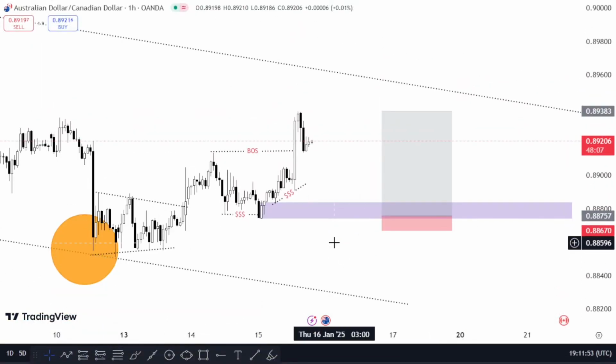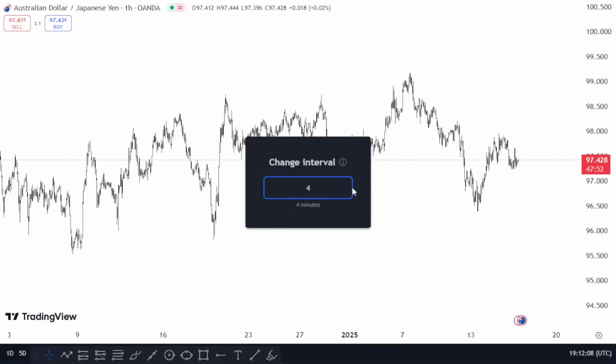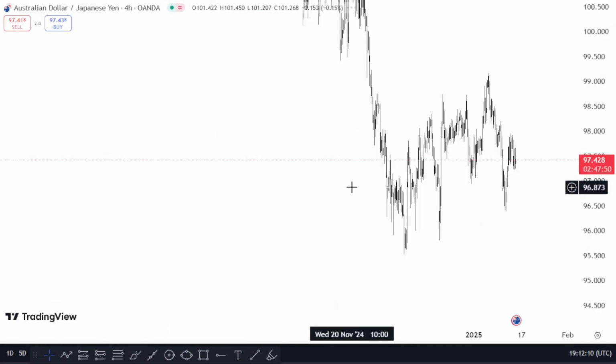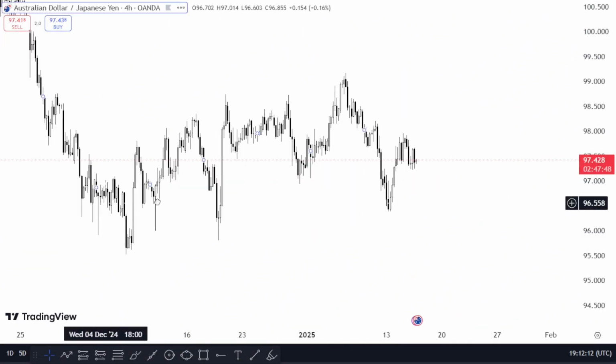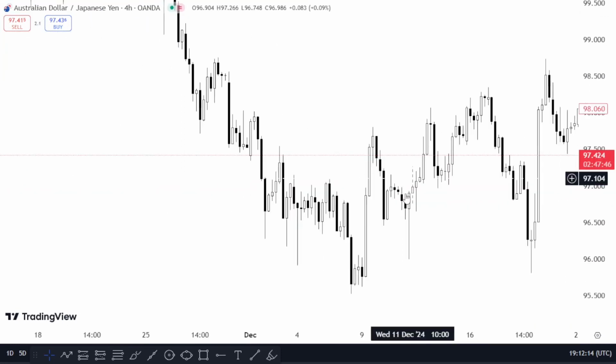Let me show you guys another example. This one has actually played out, and I took the trade. I'll move to the 4 hour time frame. Pardon me, I don't intend to make this video too long, but from the look of things, it seems like it's going to be long.